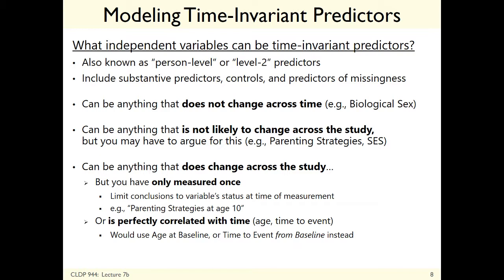So that's where the complexity comes in. But conceptually, this is no different than any other linear model thing that you already know how to do. So synonyms here: time invariant predictors, level 2 predictors in this context, person things, things that they walked in the door with, things that you only measured once, either because you didn't need to measure it more than once, or just because you could only measure it once, but measured once is the key.